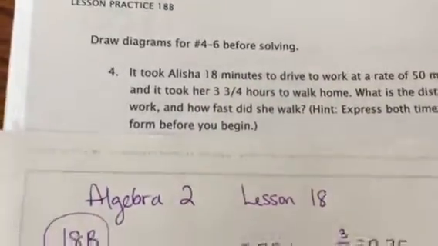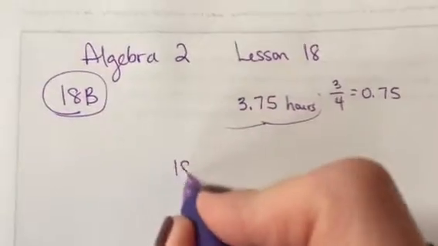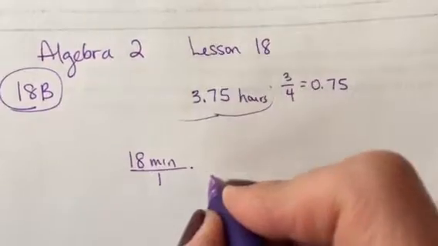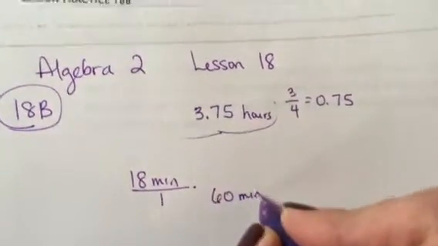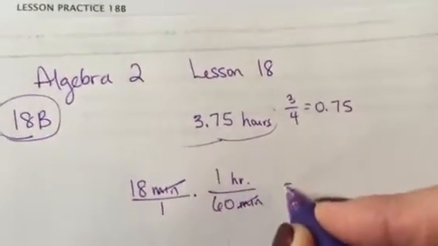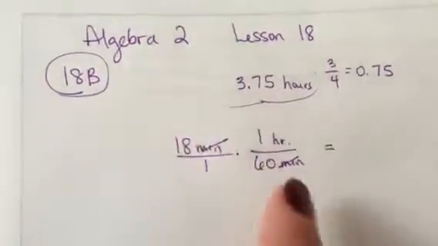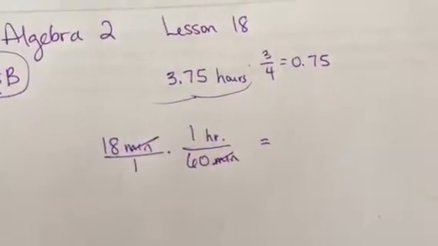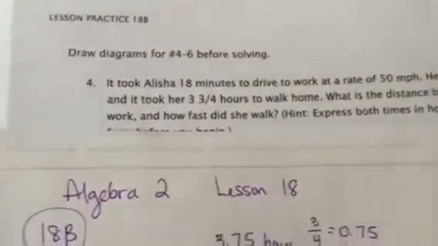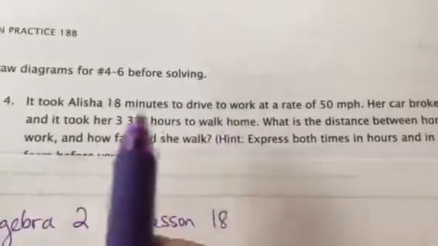What about 18 minutes? And here's the deal. Remember, we have been working on conversions anyway, and remember that there are 60 minutes in 1 hour, so this is probably the easiest way to do it: go ahead and convert that. In your calculator, just hit 18 divided by 60, and when you do that, you get 0.3. So this is 0.3 hours. That is the first thing you need to do when you do this problem, is make sure that everything is in hours.